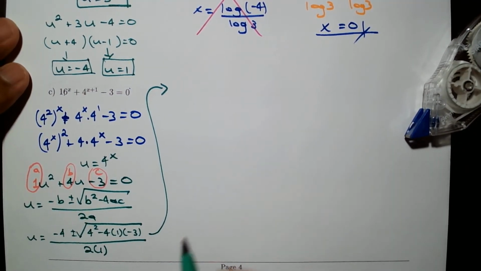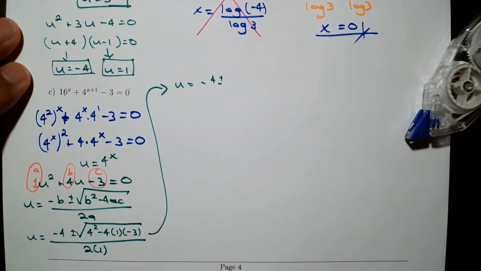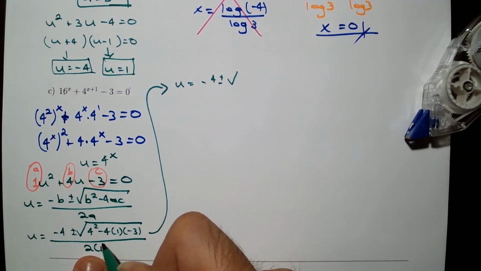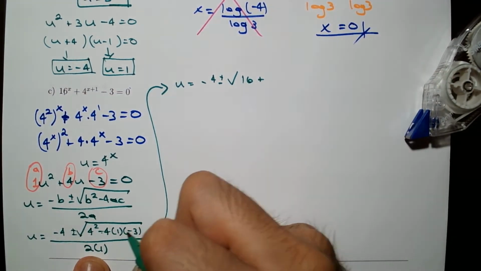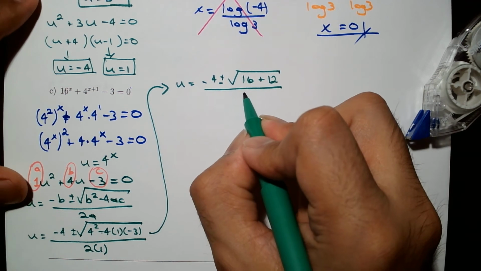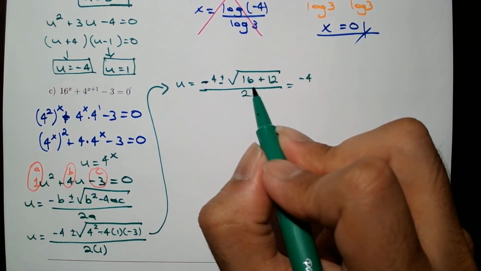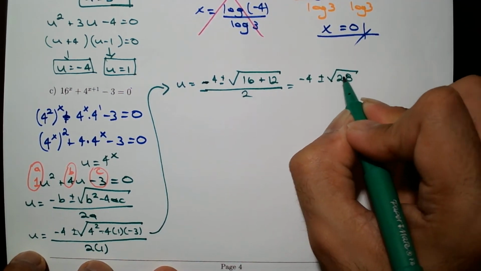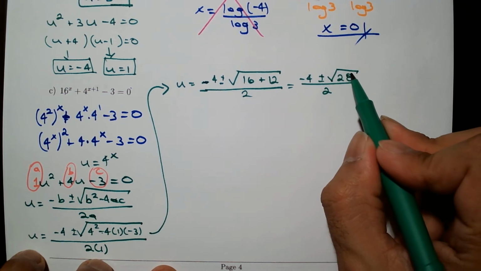And then I'm going to continue up here. So I'm going to have u equals negative 4 plus or minus the square root of 4 squared, which is 16. Negative times a negative is positive, so I'm going to have 16 plus 4 times 3, that's 12, divided by 2. That equals negative 4 plus or minus, 16 plus 12 gives me 28, the square root of 28 divided by 2. And then the next step here is to simplify this radical.